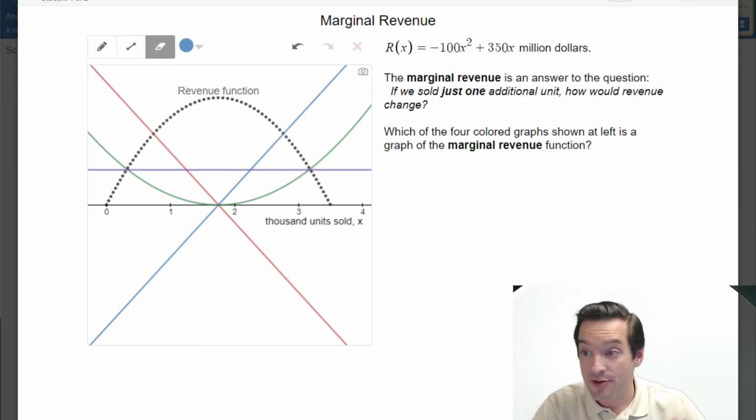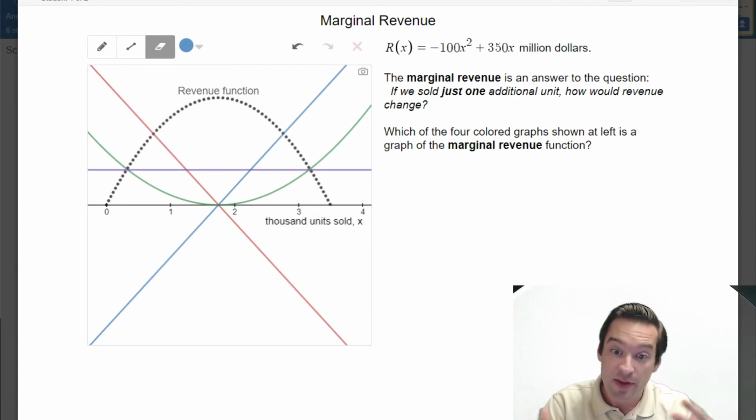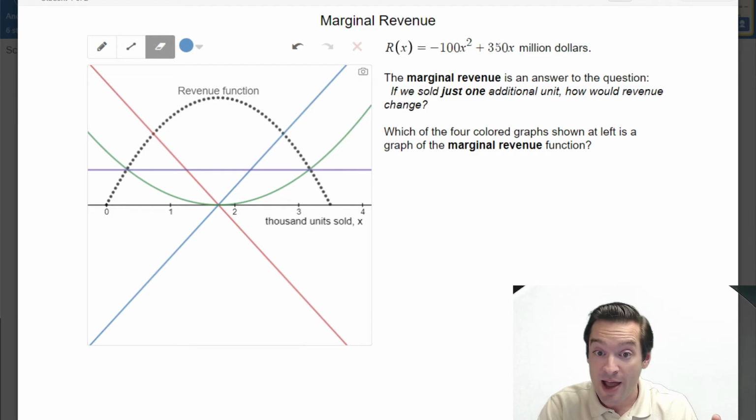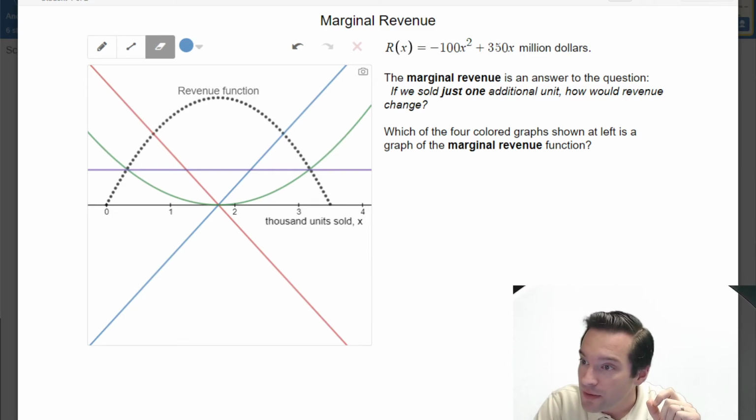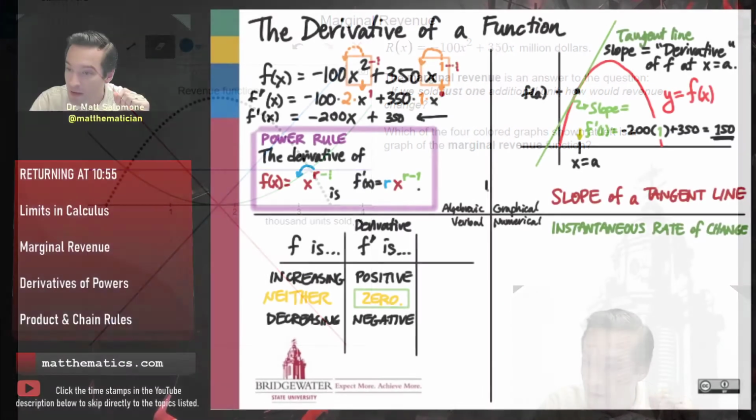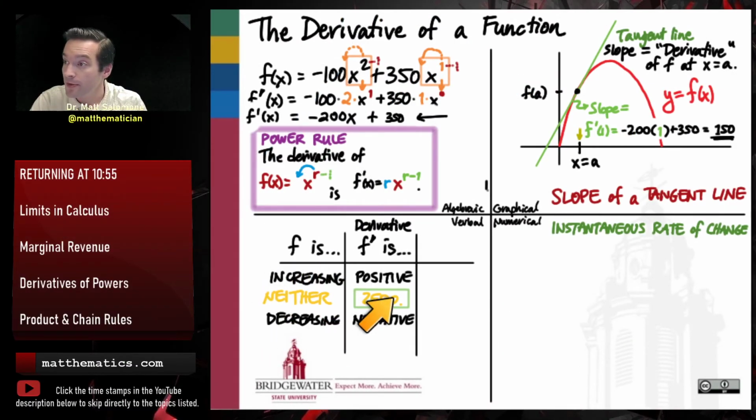So the last thing I asked you to do was to point out which one of these colored graphs would seem to be a graph of the derivative, the marginal revenue function. And so the key here, and it's what I had on my screen just a minute ago, I'm going to put it back up one more time. The key here is this verbal description of the relationship between a function's properties and its derivative's properties. We're going to be looking for a derivative function which is positive wherever my function is increasing, and which is negative wherever my function is decreasing.